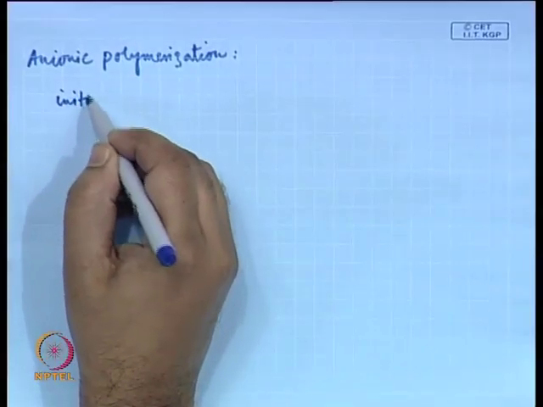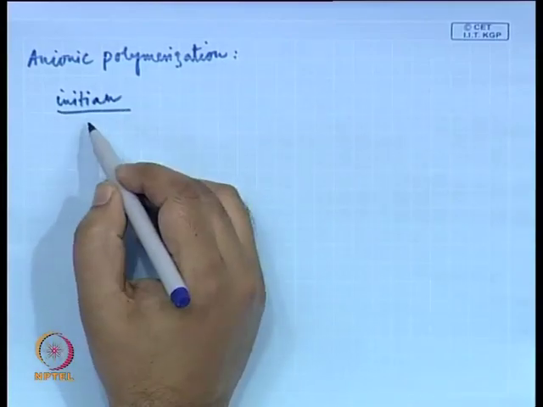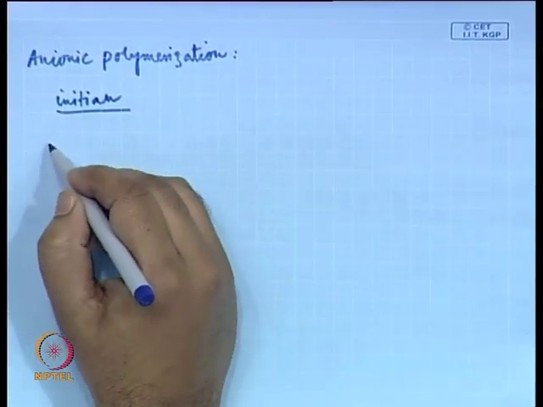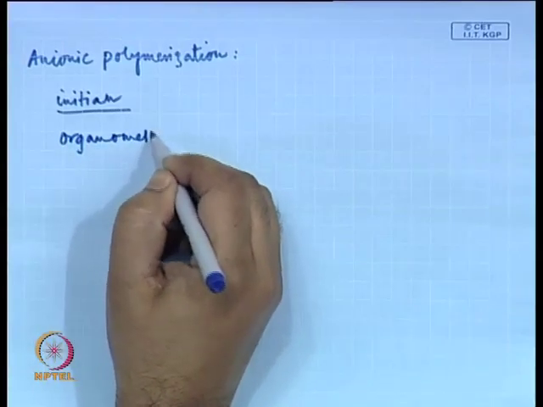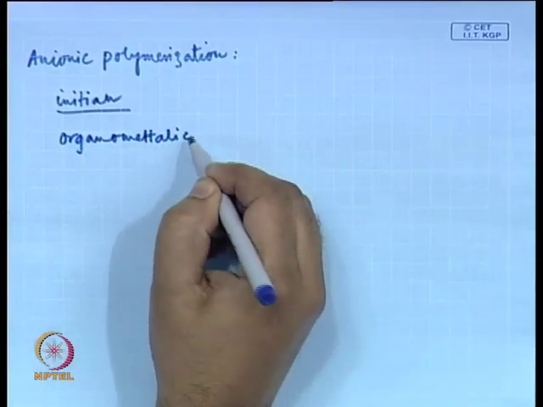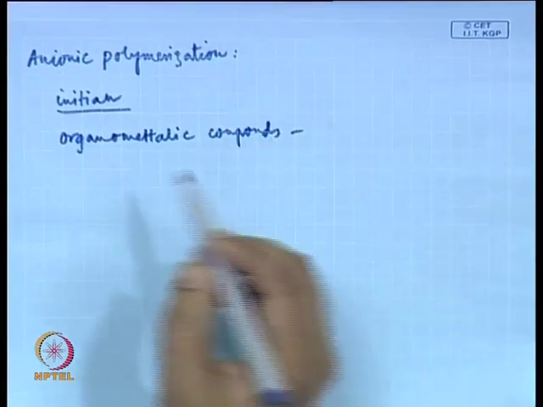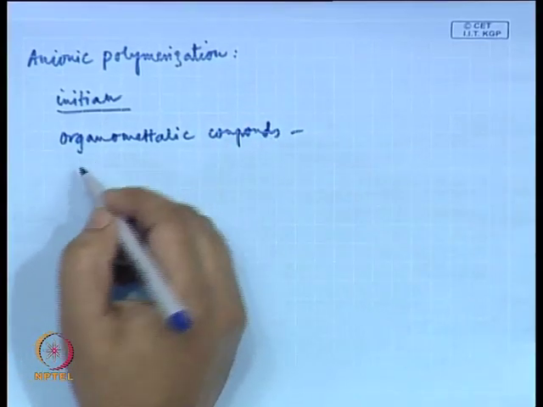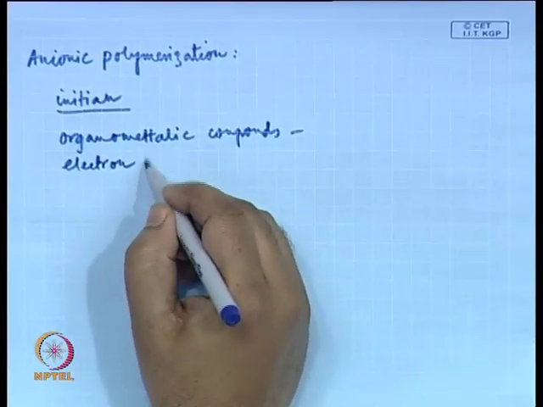Now, let us go back and look at the initiation process once again in anionic polymerization. We had discussed mainly two types of initiator. One was organometallic compounds and another was electron transfer reaction.